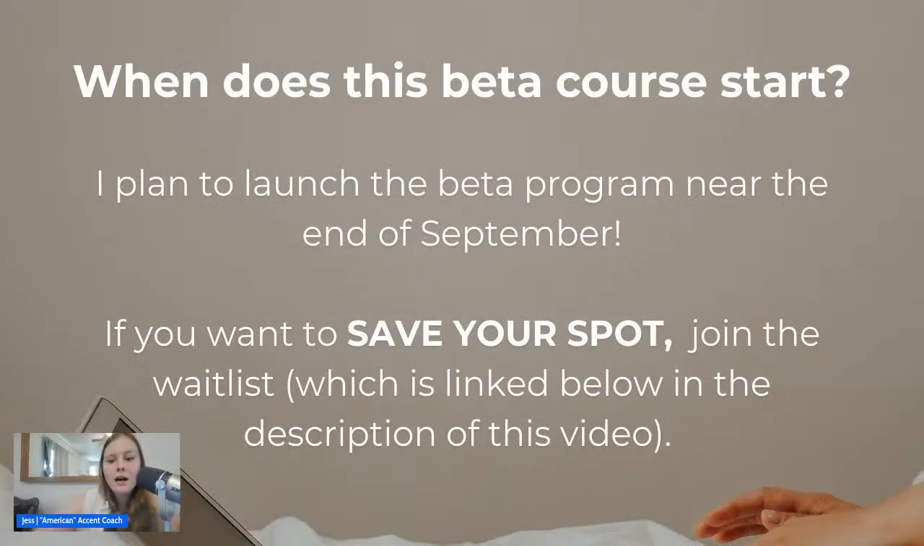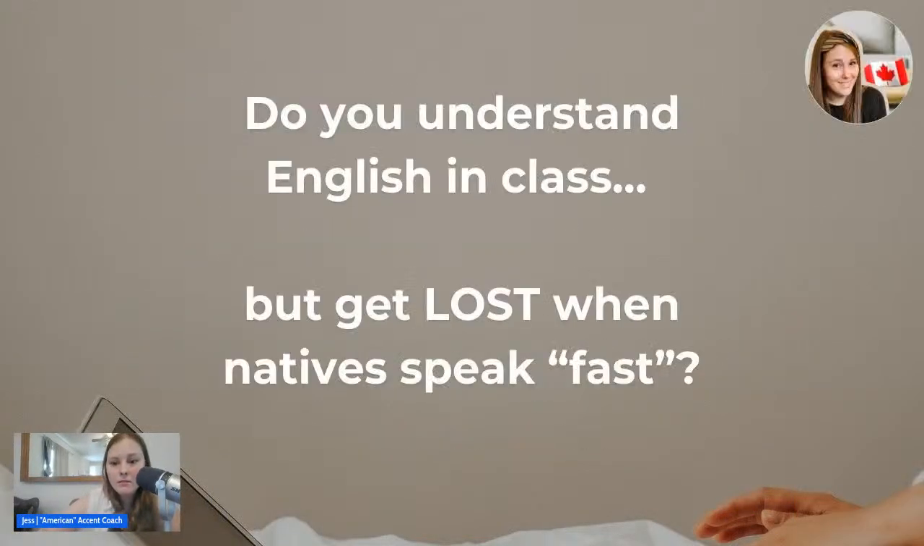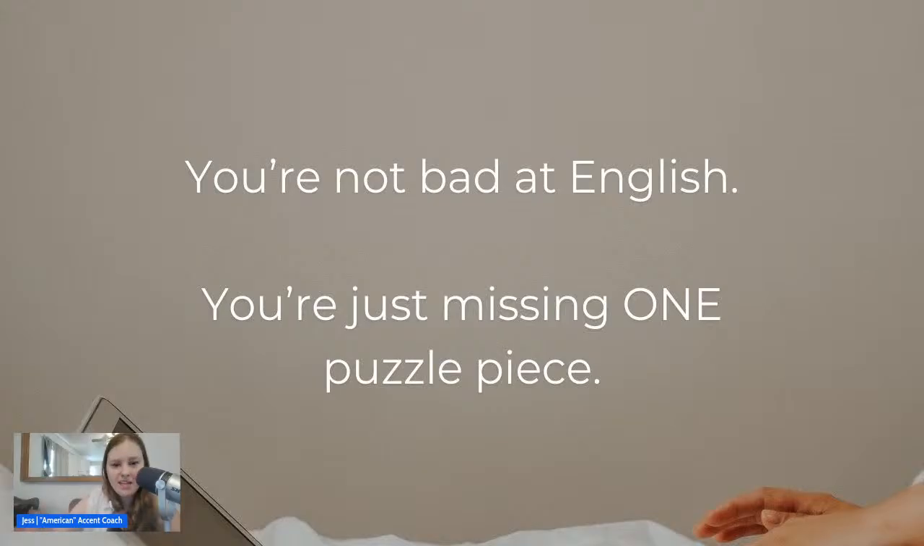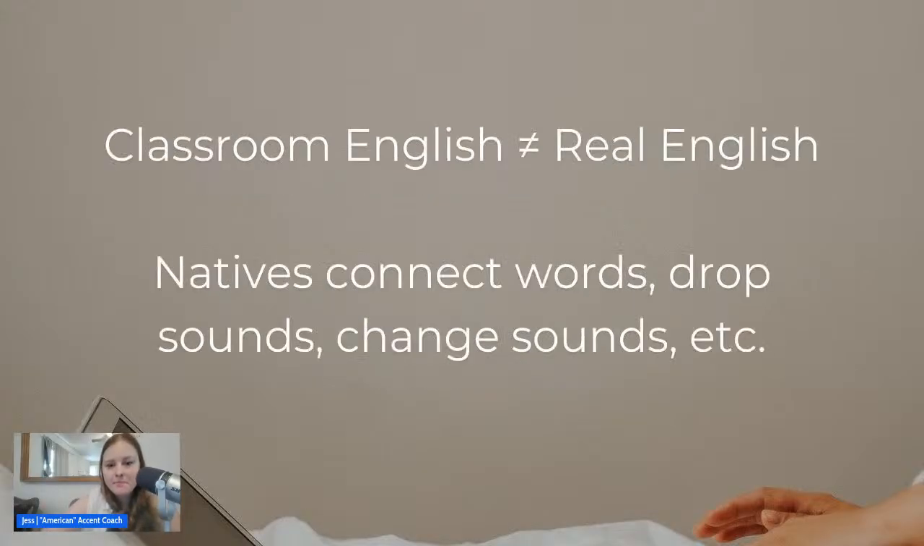There we go. So I'm actually creating a course for people who have the same problem. They understand English in class, right? In English class, they're like, I understand, I can speak. But when natives speak fast, I'm putting fast in quotation marks, they don't understand. They may say that Netflix is impossible, or I don't understand coworkers, coworkers speak too fast, and native speakers don't sound like their teacher. It's not that they're bad at English, they're just missing a puzzle piece.